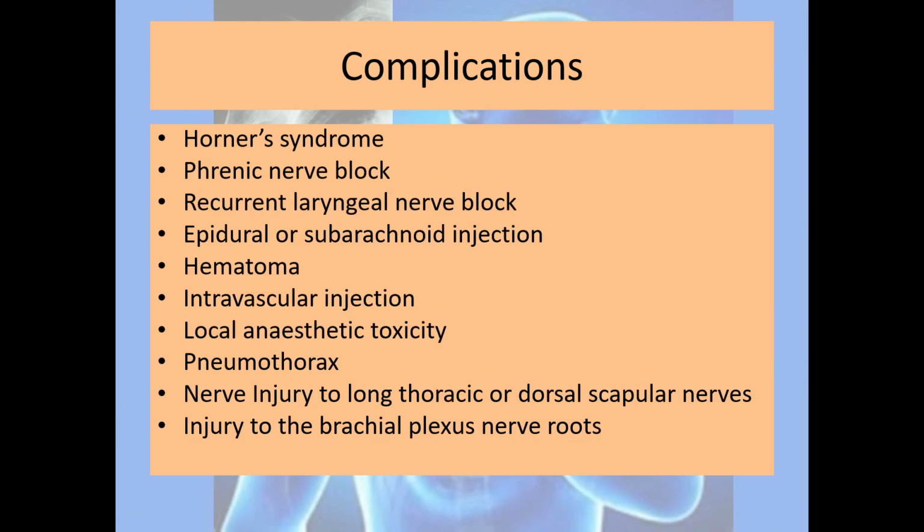The complications: this block actually has a lot of complications. You can have Horner syndrome, phrenic nerve block, recurrent laryngeal nerve block, epidural or subarachnoid injection, hematoma, intravascular injection, local anesthetic toxicity, pneumothorax, and also nerve injury. But with the use of ultrasound, I think the incidence of complications can be reduced.